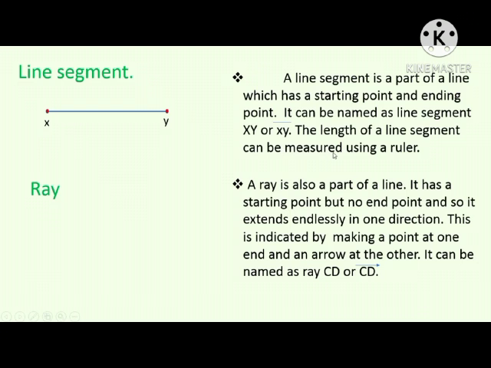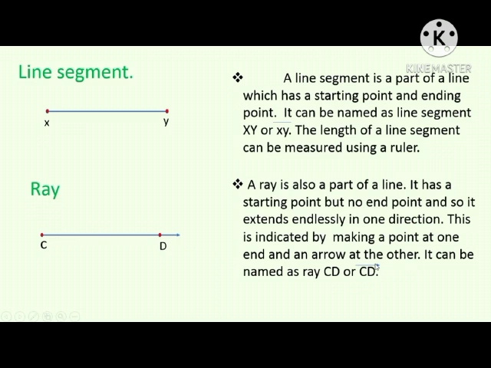Next one, a ray. A ray is also a part of a line. It has a starting point but no end point, and so it extends endlessly in one direction. This is indicated by making a point at one end and an arrow at the other end. It can be named as ray CD, or CD with a ray line on top. That indicates ray CD.